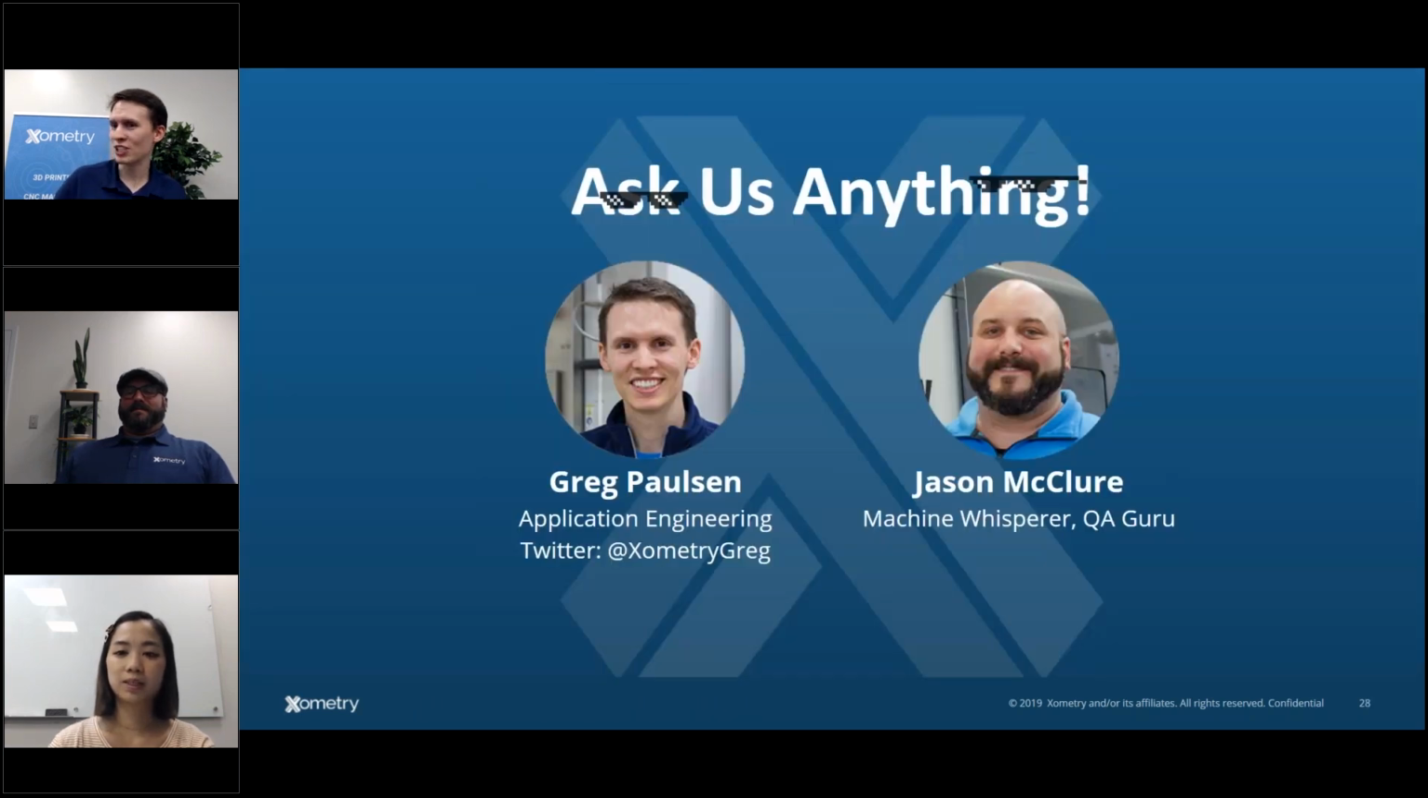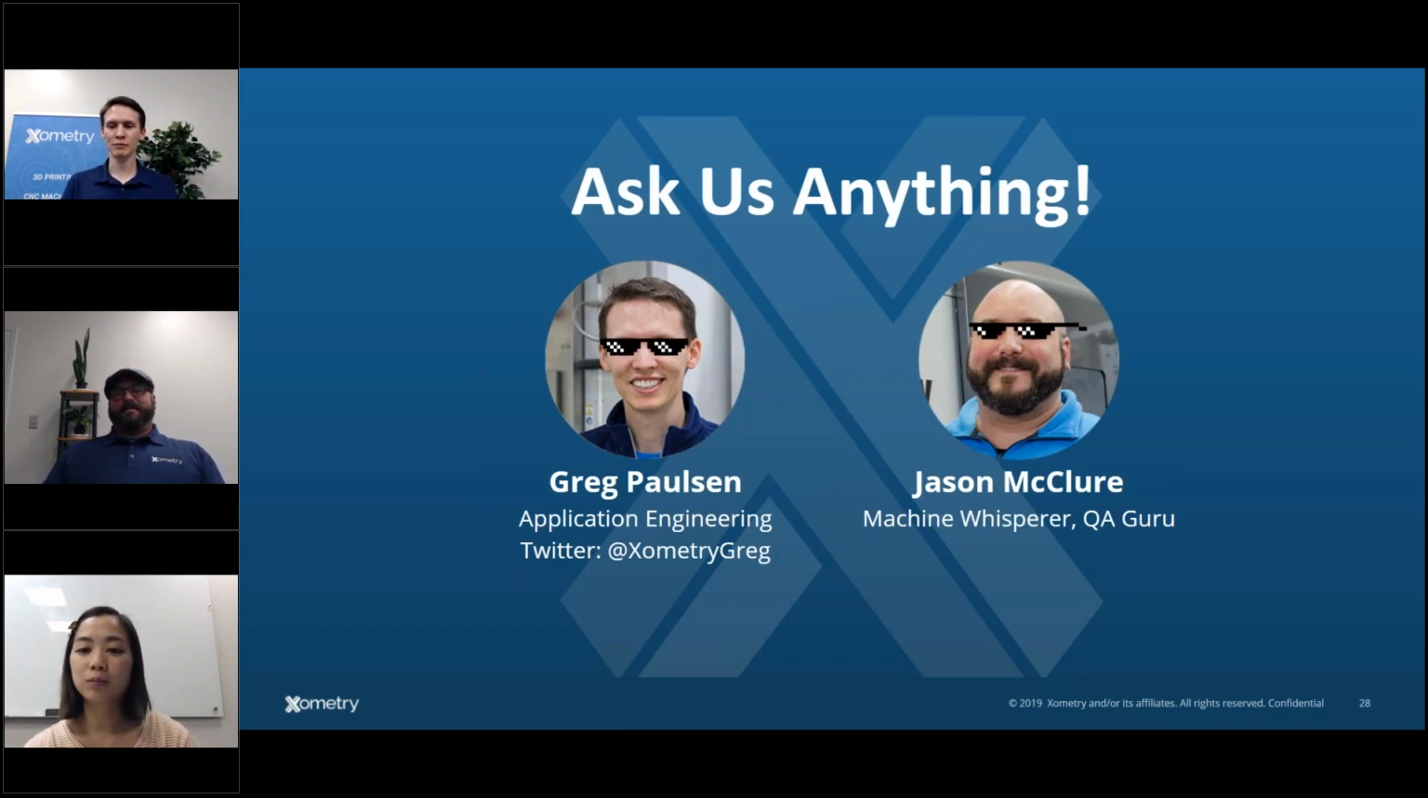So let's get to some questions. All right, so Greg and Jason, we have over 10 questions here. First one: most people prefer to use true position and runout to control the axial feature instead of concentricity. Can you explain the reason why?